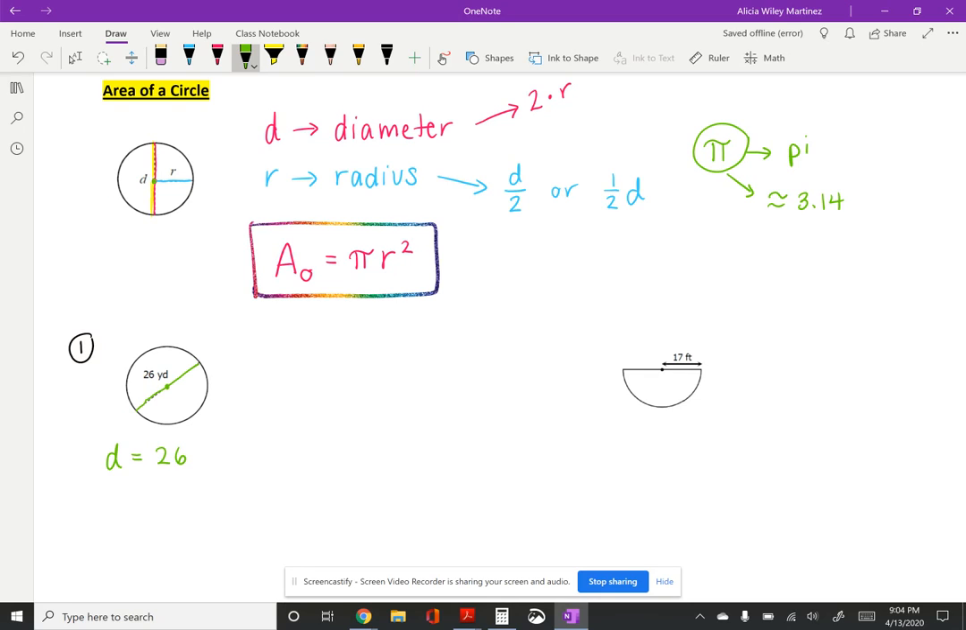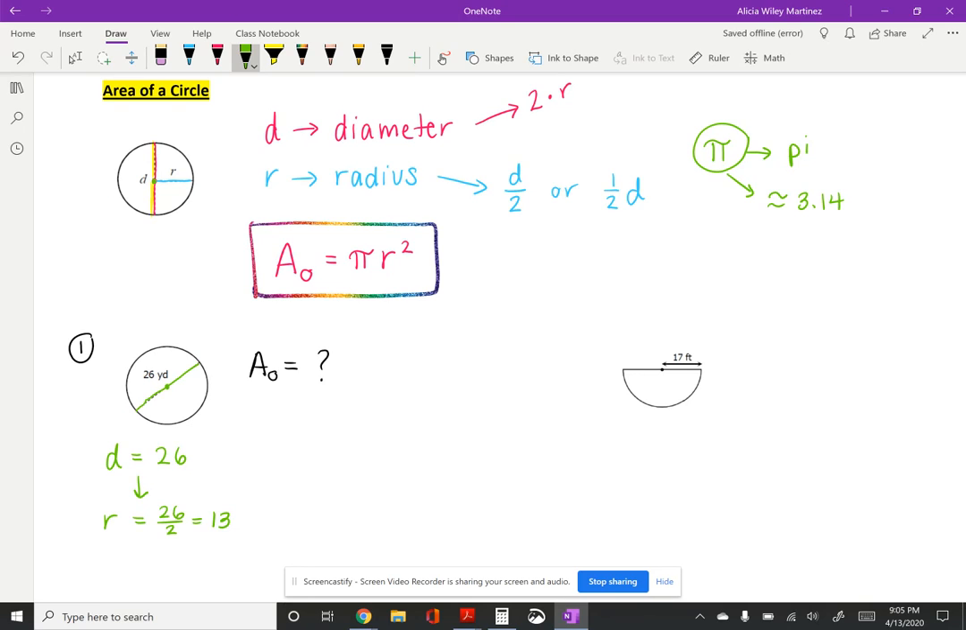Now, we're going to find the area of this circle. I'll put a little circle next to the A so we know what we're finding the area of. So that's what we want to find. We're going to have to use pi r squared. Notice that d is not part of our formula, but r is. So if the diameter is 26, what do we know the radius is? It would be half of 26, which is 13.